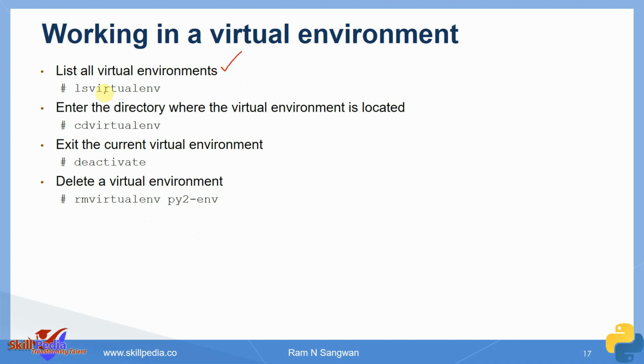List all virtual environments: ls virtualenv. Enter the directory where the virtual environment is located: cd virtualenv. It is a single command, no space, but you read it this way so that it gives you clarity. cd virtualenv. Exit from the current virtual environment: deactivate. Delete the virtual environment: rm virtualenv.